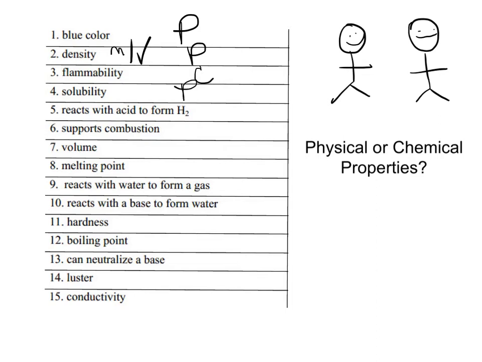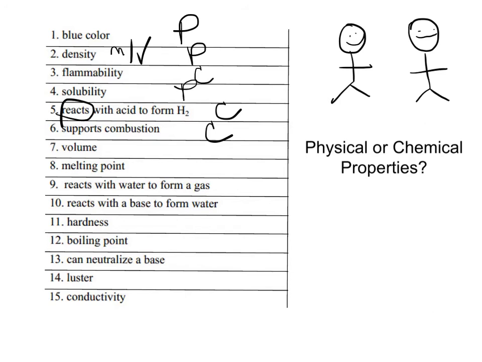If it reacts with an acid to form hydrogen gas, well, man, the key there is reacts. Chemical reactions change one group of atoms or a couple groups of atoms into different groups of atoms. That's what chemical reactions are. So that's going to be a chemical property if it reacts with acid to form hydrogen gas. Supports combustion. Combustion is how well something burns in oxygen. So that's going to be a chemical property. All right. Again, chemical, because you're going to be turning this into a different substance if it combusts.